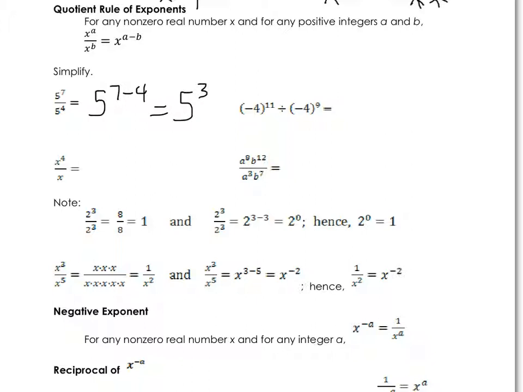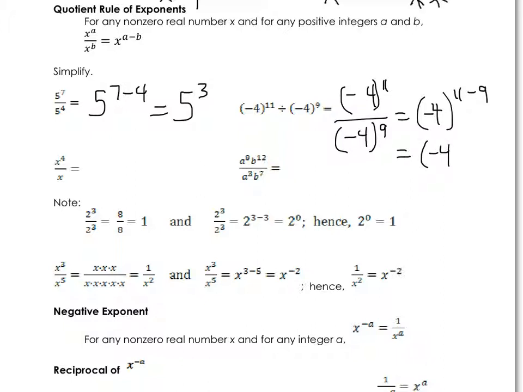Negative 4 to the 11th power. Let's write that as a fraction. Negative 4 to the 11th power, that's in parentheses, over negative 4 to the 9th power. So the bases are the same, so we can write that as negative 4 to the 11 minus 9, and 11 minus 9 is 2. So it's negative 4 squared. And what happens when you raise a negative number to an even power? The negative signs will cancel and your answer will be positive. So we can simplify that to 4 squared.